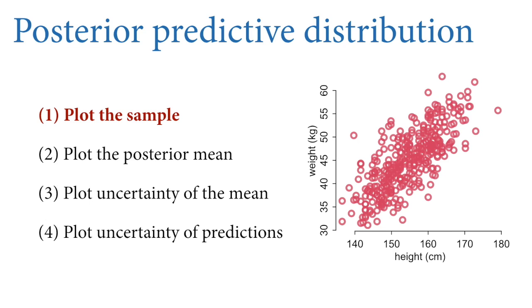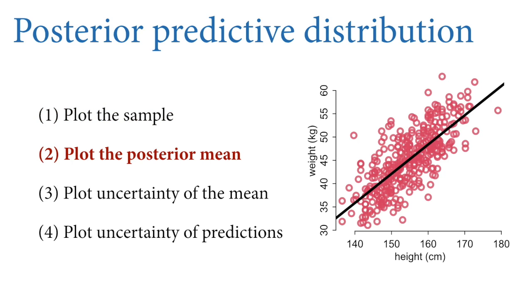Okay, step one, we're going to plot something called the posterior predictive distribution for the estimates we've gotten here. First thing we'll do is we simply plot the data. That's plotting the sample, and that's what I've done on the right. That's just the scatter plot of adult height and weight in this sample. Then we're going to plot the posterior mean. I'm not showing you the code yet to do this. I'll do that next. It's also in the book.